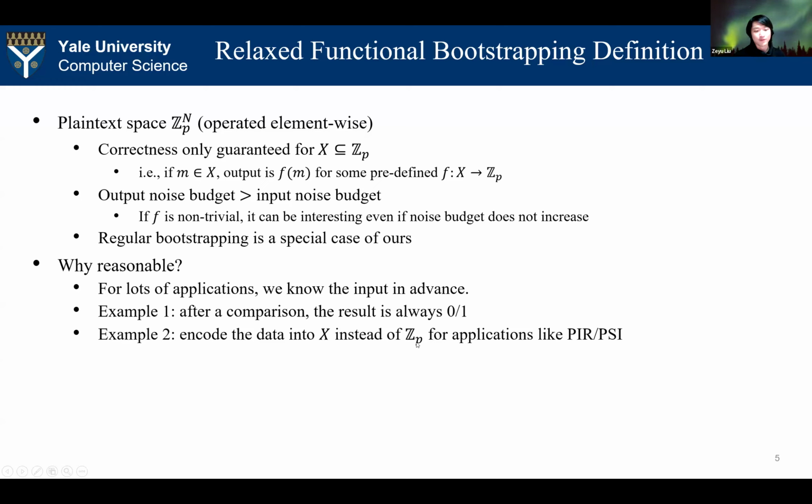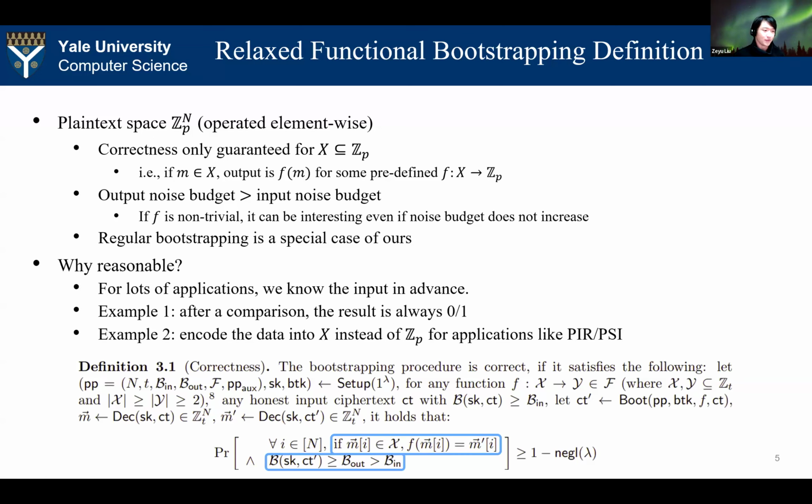At the end of this talk, if we have time, I do have a small example, but this is indeed one application, a very important application we have in mind. So with this, hopefully I can convince you that it is reasonable to only guarantee some partial correctness. And this is our formal definition.